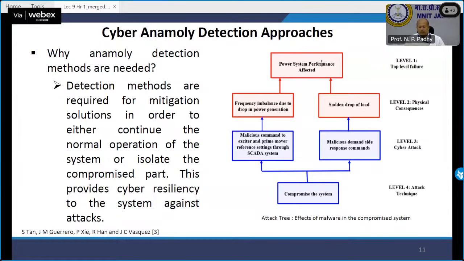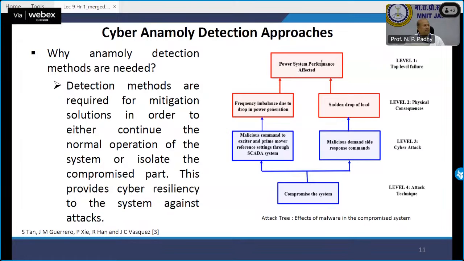So they are actually leveled: level 1 failure, level 2 failure, level 3 failure, and level 4 failure, okay? So power system protection performance is affected. Whenever there is a problem, we say level 1, there is some issue. Frequency imbalance due to drop in power generation.